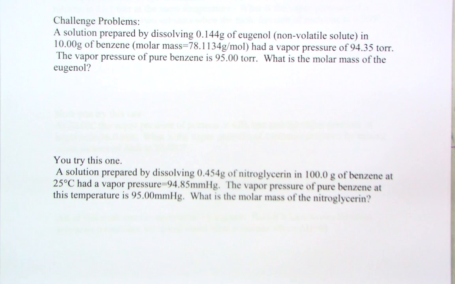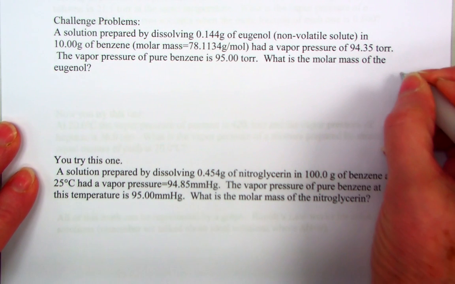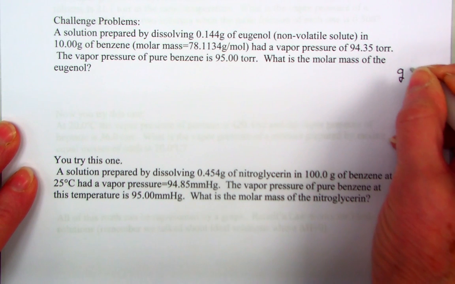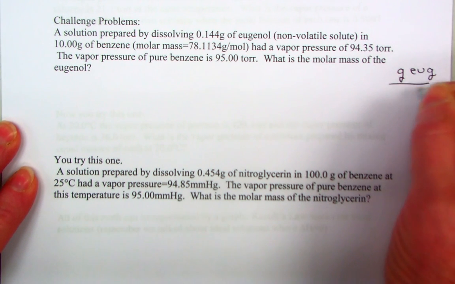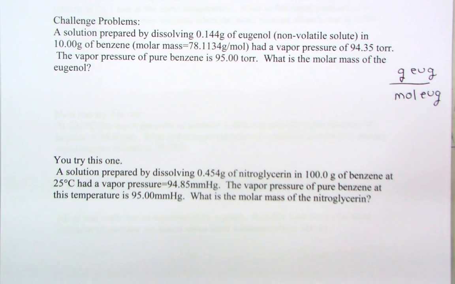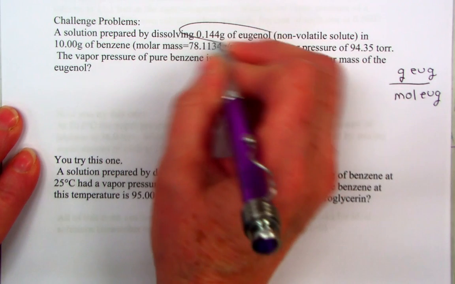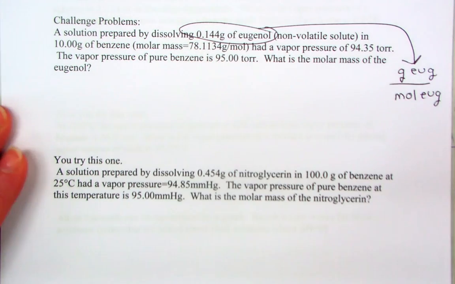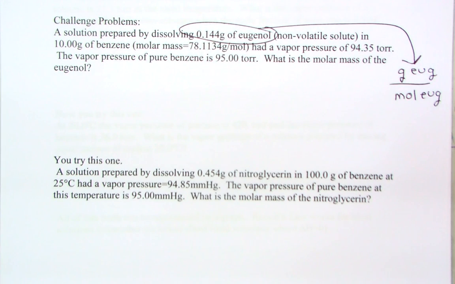So we're asking about the molar mass of eugenol. We're not asking now to rearrange the Raoult's law equation. So when you think about this, what units do we use for molar mass? Grams per mole. So ultimately, I need the grams of eugenol and the moles of eugenol so that I can solve this problem. Now, if we go back and read the grams of eugenol, I've got that right here. So that tells me I'm going to need that later.